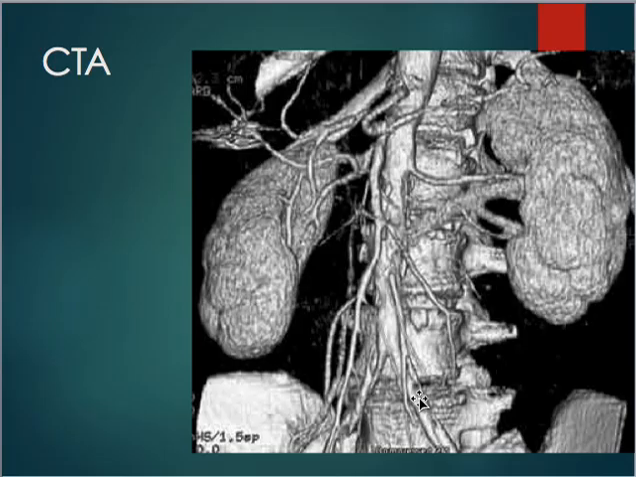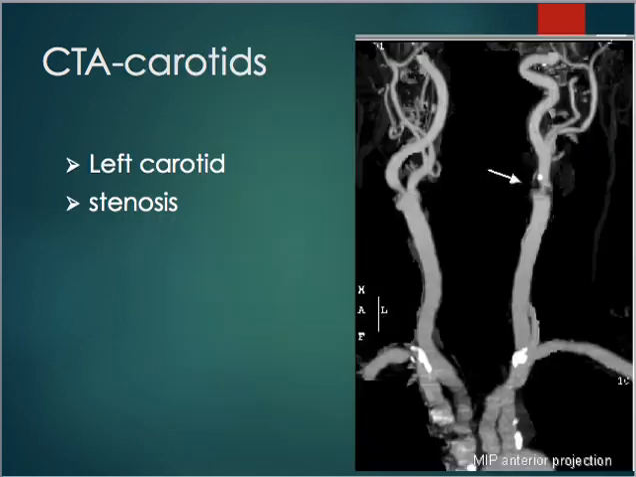This is a CTA, computed tomography angiography. Remember, angiography is visualizing the blood vessels. So here we can see the kidneys, and we can see all the vessels that are branching off of there. This is huge to be able to see the arteries in there.